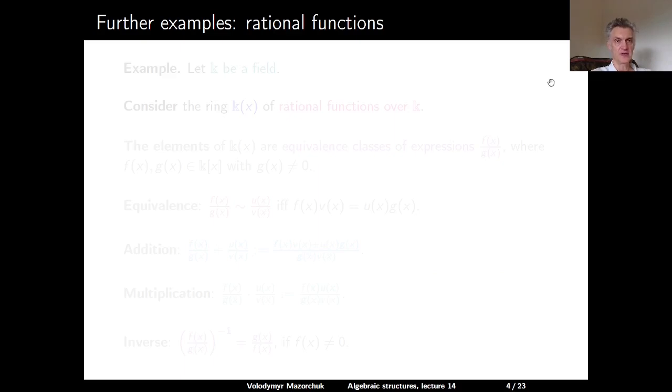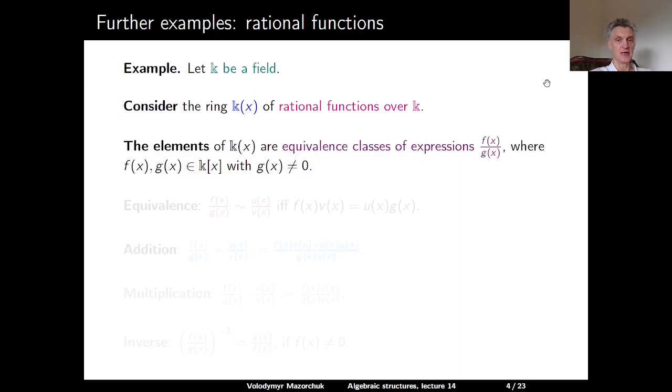Next important example of a field is the field of rational functions. So let K be a field. Consider the ring K(x) of all rational functions over K, and this ring will be a field. So a rational function is an equivalence class of expressions f(x) divided by g(x), where both f and g are polynomials with coefficients in K, and g is a non-zero polynomial. The equivalence of such expressions is defined as follows. f divided by g is equivalent to u divided by v if and only if f times v is equal to u times g.